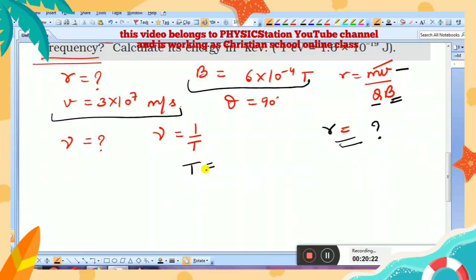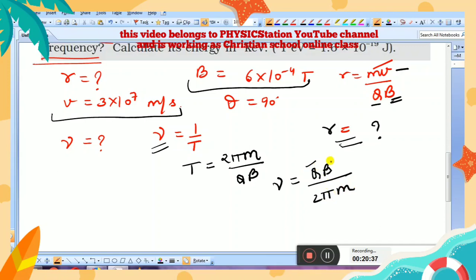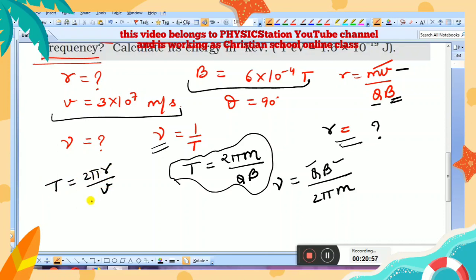Now see time period so as to calculate frequency. Time period formula is 2 pi m upon qB. This is the formula. That means frequency will be qB upon 2 pi m. Q and B, both the things we know. Now children, you have to see what situation you are in. You could use this formula, and you could also use this formula, 2 pi r upon v.